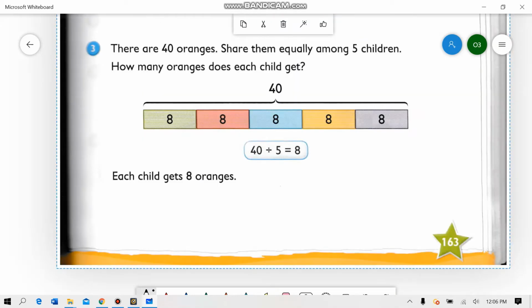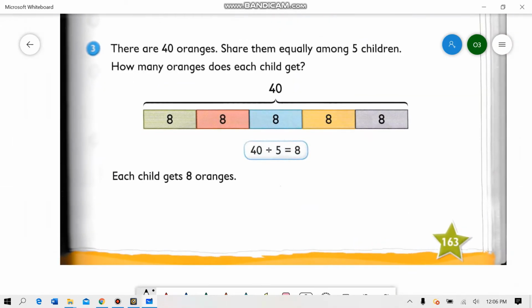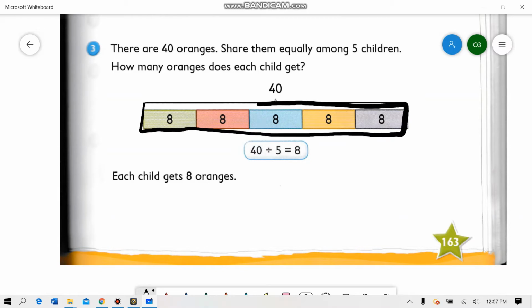Okay? So now let's go to example number 3. Let's read the problem. There are 40 oranges. Share them equally among 5 children. How many oranges does each child get? Okay, so in this problem, we're going to use a model bar to represent the question.